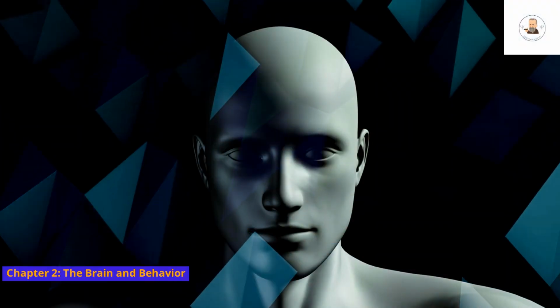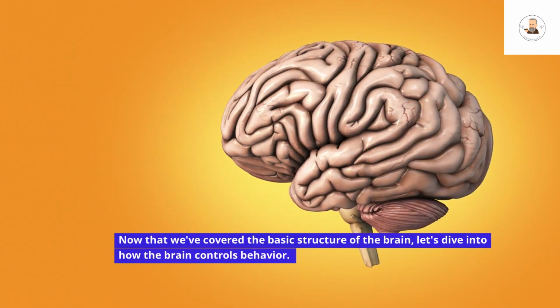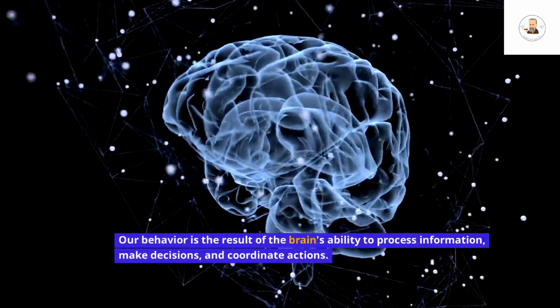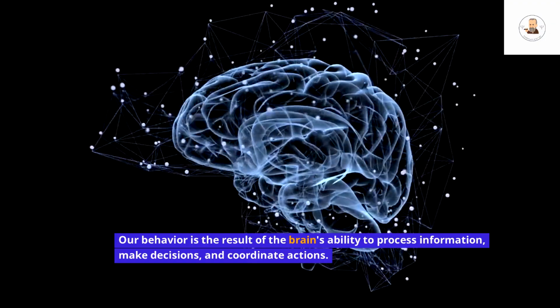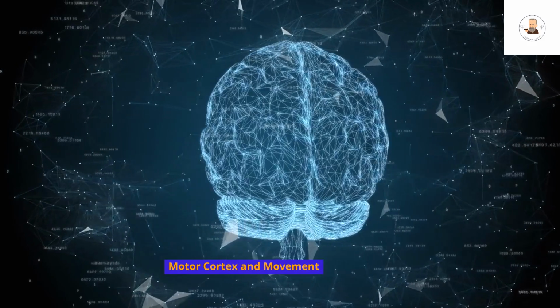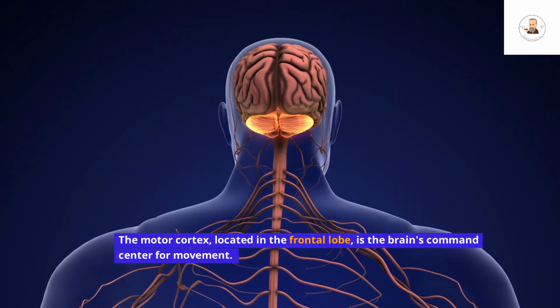Chapter 2. The brain and behavior. Now that we've covered the basic structure of the brain, let's dive into how the brain controls behavior. Our behavior is the result of the brain's ability to process information, make decisions, and coordinate actions. Motor cortex and movement. The motor cortex, located in the frontal lobe, is the brain's command center for movement.